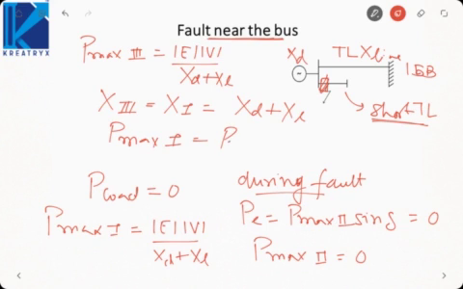Why is it same as P max 3? Because after the fault the original network is restored, so the maximum power capability becomes equal to the initial value. Okay, so these are the three cases, that is before the fault, during the fault and after the fault.